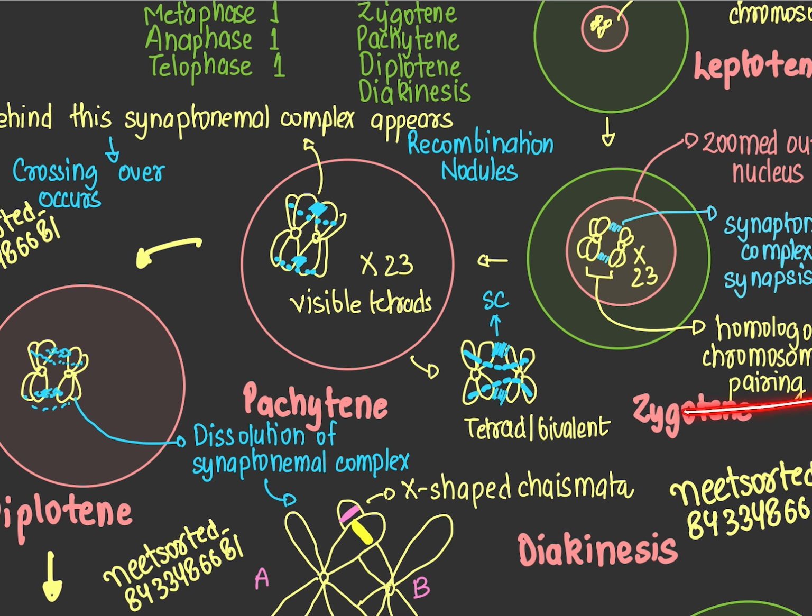Okay, homologous chromosome pairing occurs. In the next stage, that is pachytene, the chromosomes here are visible as tetrads. This is how a tetrad looks. There is crossing over between the non-sister chromatids.